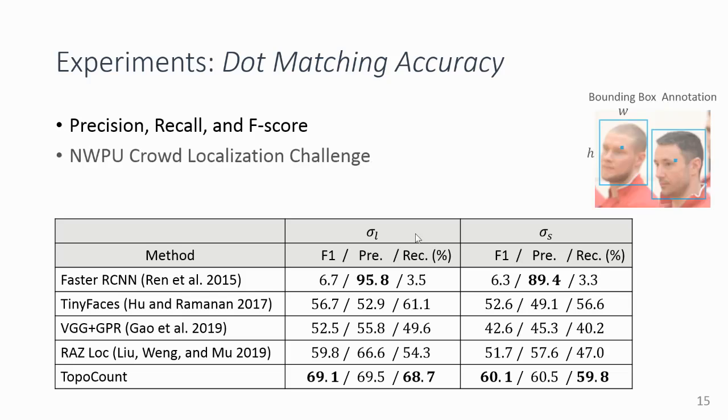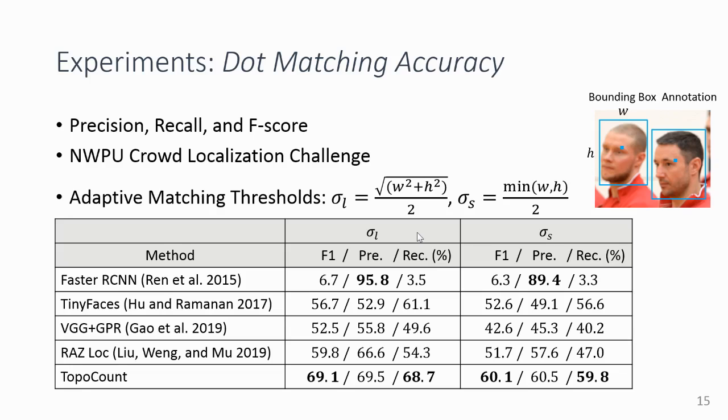We show here the results from the NWPU crowd localization challenge. The NWPU dataset has both dot annotation and bounding box annotation. They propose an adaptive matching threshold, sigma L or sigma large, or sigma S or sigma small, as functions of the bounding box dimensions, where sigma S is more strict. A prediction is considered a true positive if it is within matching distance from the ground truth. We evaluate on both the sigma L and sigma S measures and achieve the highest F-score in both metrics.